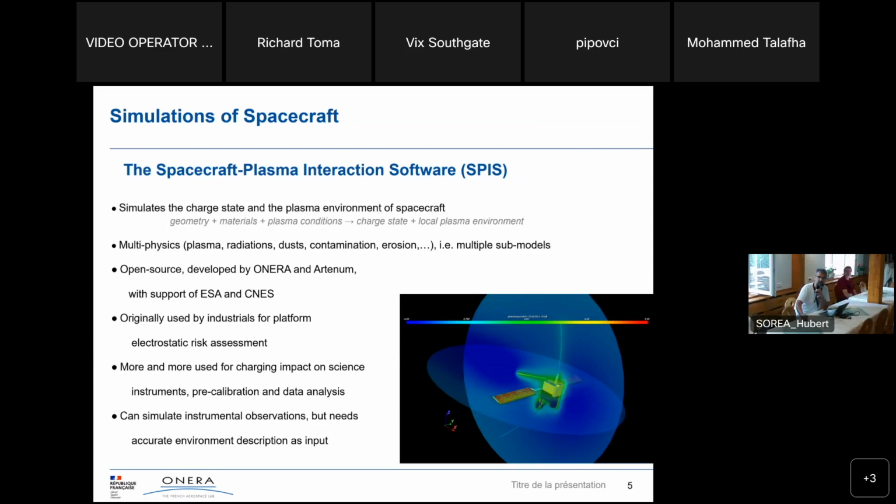So, for example, this study of Solar Orbiter was done to pre-calibrate the response of the electric field measurements on Solar Orbiter. So we can simulate instrumental observation. We have many models to simulate the responses of instruments in relation to the environment. But what we need to do so is an accurate description of the environment as inputs.